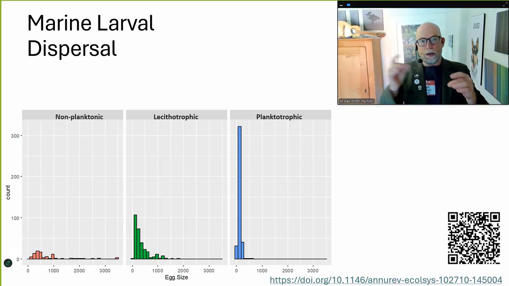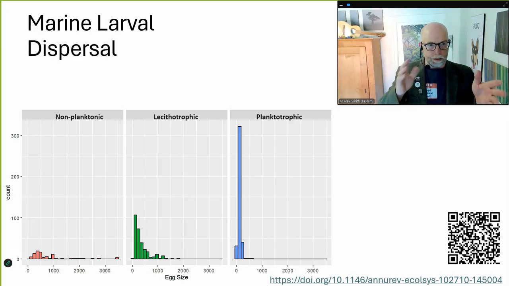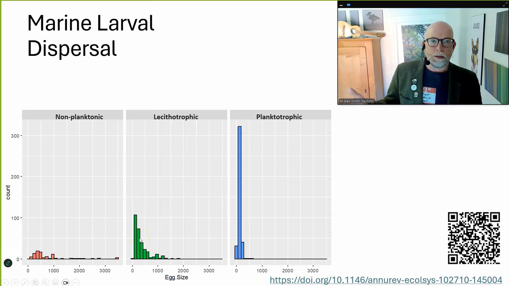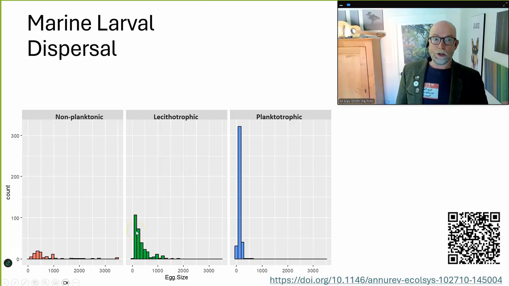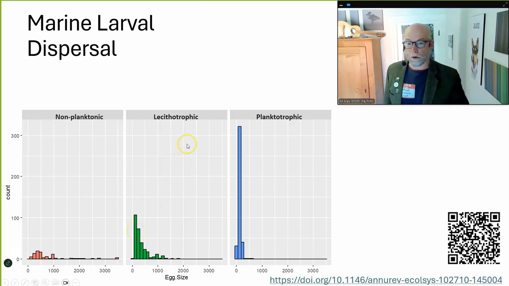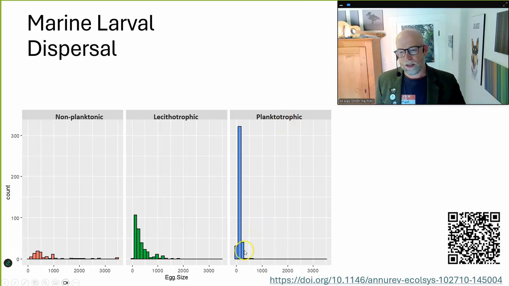So along this channel between England and France, this continuum from planktotrophic to lecithotrophic, you see some lecithotrophic larvae are very, very small. Yes, but in general, there are more larger larvae that are lecithotrophic, and the planktotrophic larvae, some can be a little bit big, but most are very, very small.